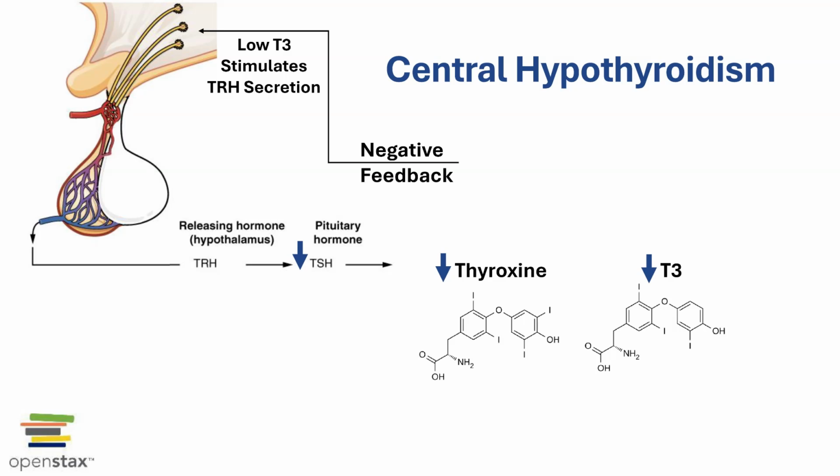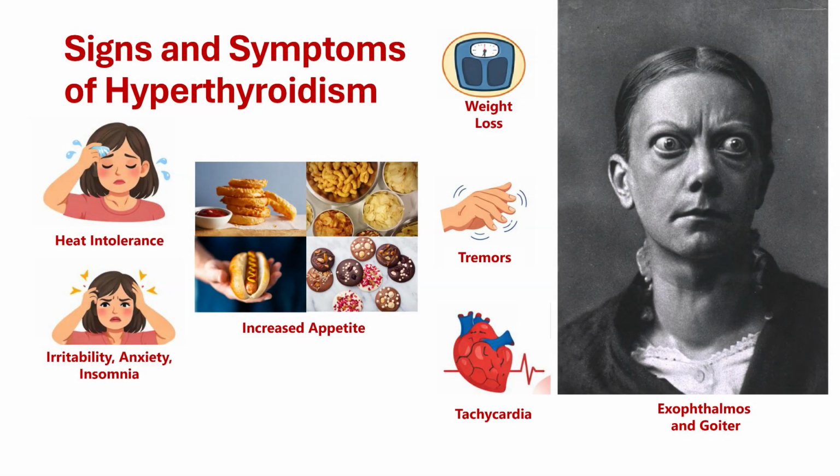In primary hypothyroidism, where low thyroid hormone levels result from dysfunction of the thyroid gland, TSH levels are typically elevated. In contrast, central hypothyroidism is when a dysfunction of the pituitary gland or hypothalamus leads to low TSH levels. Hyperthyroidism occurs when excessive thyroid hormones are produced. Symptoms may include heat intolerance, irritability, anxiety, insomnia, and increased appetite. Clinically observable signs of hyperthyroidism include weight loss, tremors, tachycardia, goiter, and bulging of the eyes known as exophthalmos.